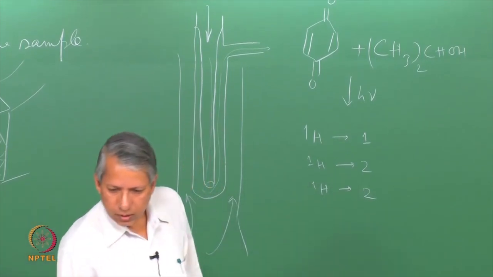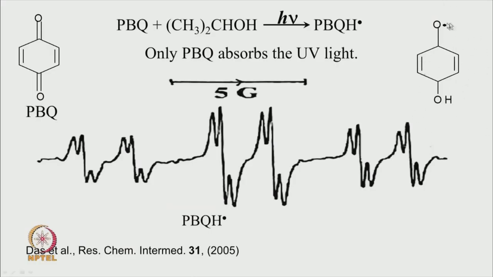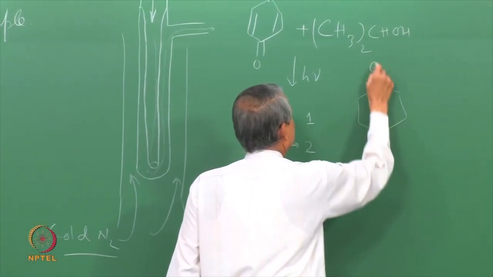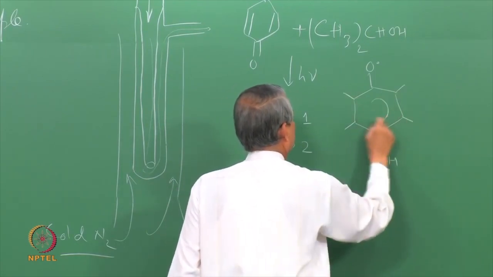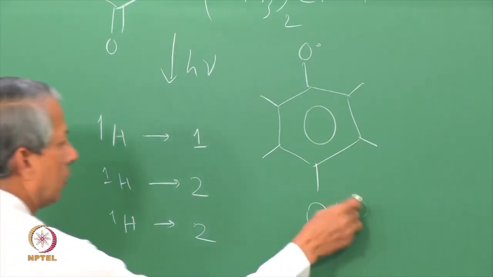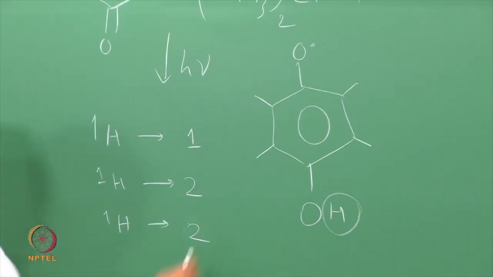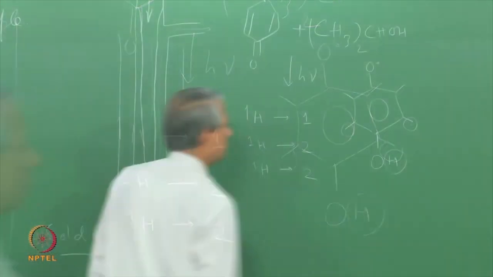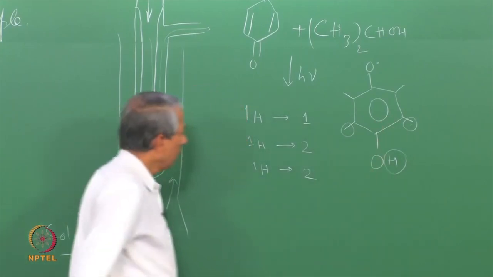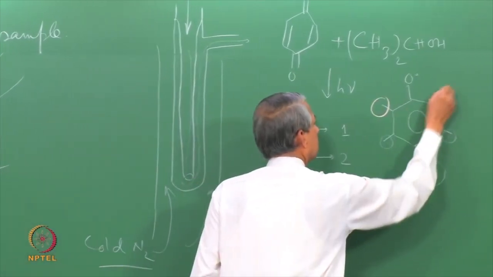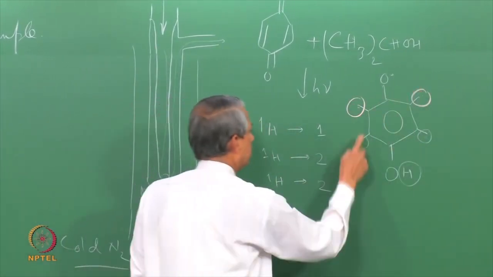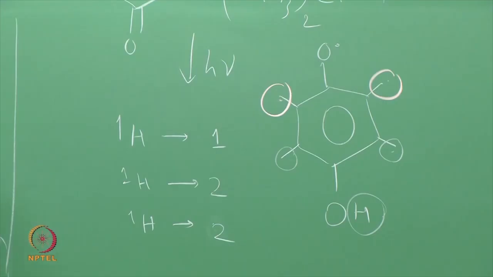So, here is the structure shown which is consistent with this spectrum. You see that there is one proton which gives a doublet splitting, and these are equivalent protons. So, they also give rise to a triplet, and another proton here and another one here, these two are also equivalent, but they are different from this, so they give rise to a triplet.